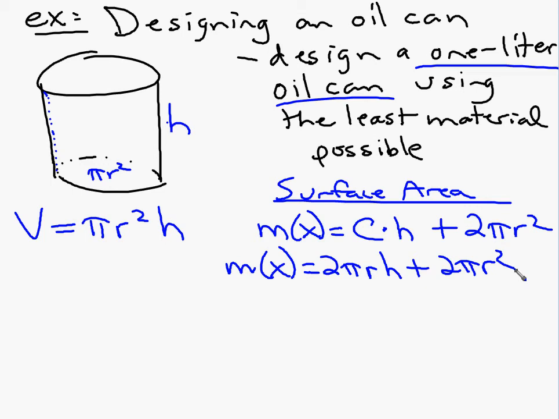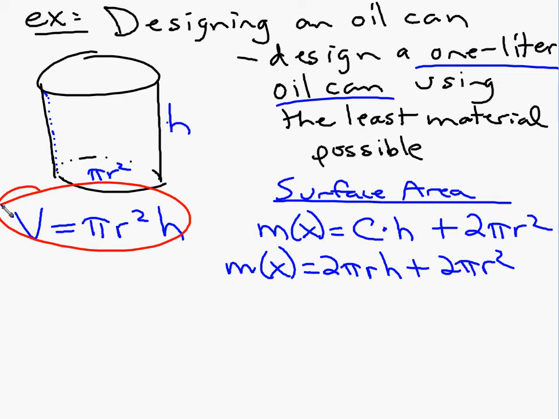Okay. Well, the problem here is that I have 2 variables. I have an r and an h. So I need to eliminate one of them. And that's actually where we're going to use this. Because don't I know the volume of the can?